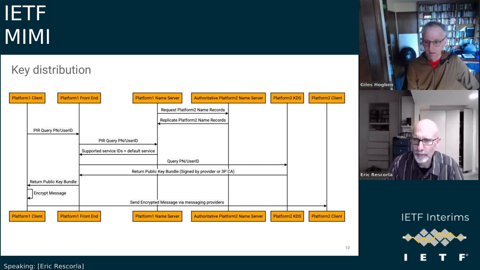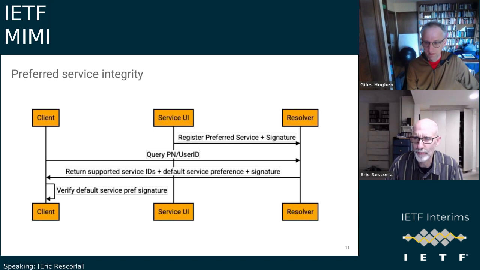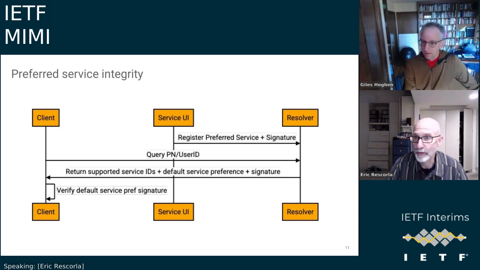Can you go ahead to the next slide? Because I'm not quite sure I'm following. So is the concern here that I have an account, and the recipient has an account with service A and service B, and he actually prefers to receive messages on A, but B asserts that he would like to receive messages on B?